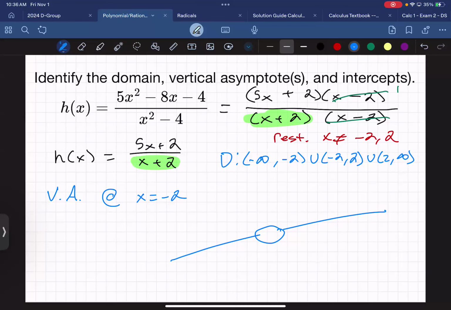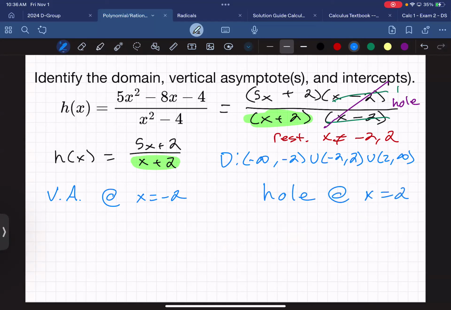But understand that's going to represent a very specific point, okay? So what we need to do then is make sure as you state this, when you cross this out, write the word hole as you do it. Because then you'll come down here and say, hey, I don't have a vertical asymptote at 2, but I have a hole, not halo, hole at x equals 2.